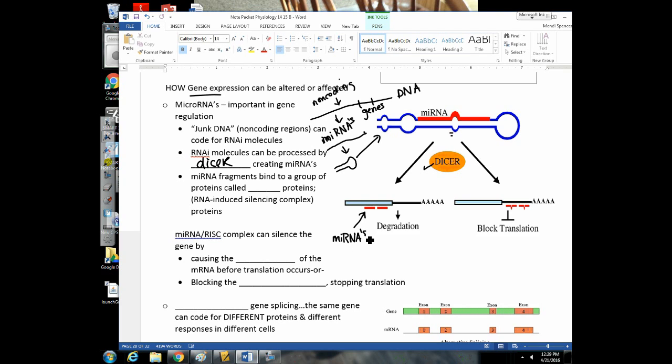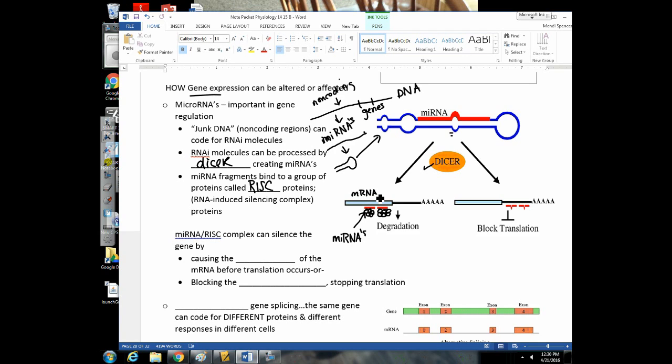These microRNAs also bind to some proteins. They are called RISC proteins. So let's show that there are some RISC proteins bound to this microRNA. And it forms a complex, and these complexes can do different things. So we can alter gene expression, whether the gene that coded for this mRNA is actually going to lead to the production of a protein, or is it going to be silenced.